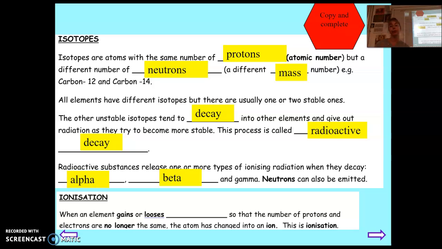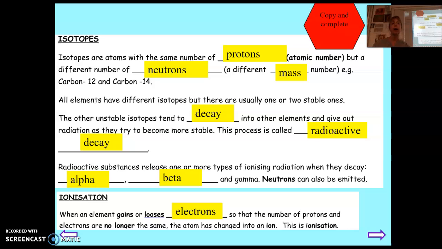And finally, to finish off, we need to understand what ionization is. And it says there, when an element gains or loses electrons. Remember when we were talking about ionic bonding, it was all about electrons gained or lost. That's called ionization. When an element gains or loses electrons so that the number of protons and electrons are no longer the same, the atom has changed into an ion, and we call that ionization.